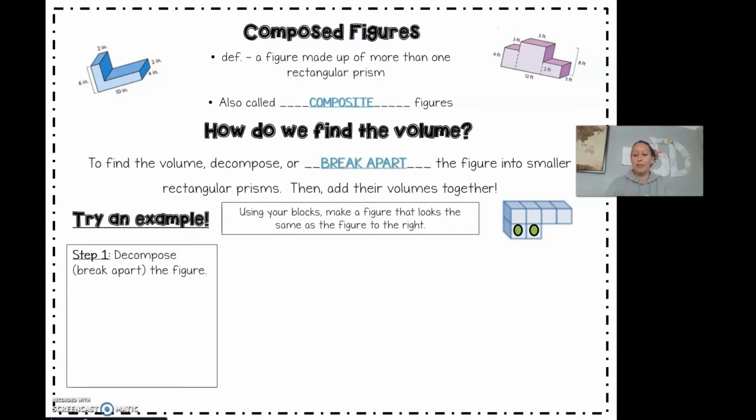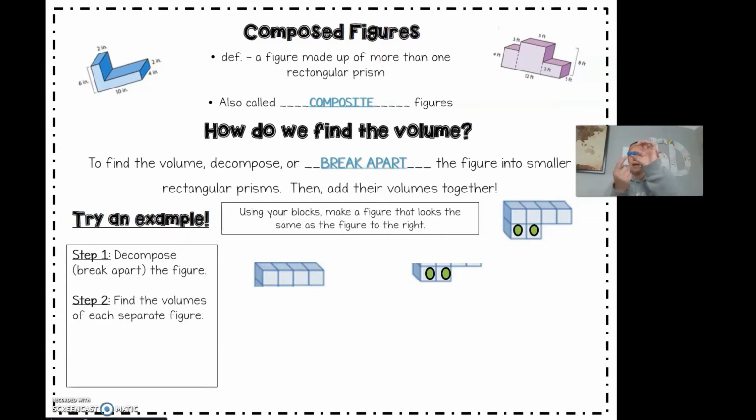Now on my paper, that might look something like this. I've got the top piece and the bottom piece. Again, the top piece is the blue cubes, the bottom piece is the green cubes. Then our next step would be to find the volume of each figure separately. If I'm starting with the top piece, I know that's made up of 1, 2, 3, 4 cubes. So the top figure is 4 units. I can do the same thing with the bottom figure. Since the bottom figure is made up of 2 cubes, I have a bottom figure of 2 units.